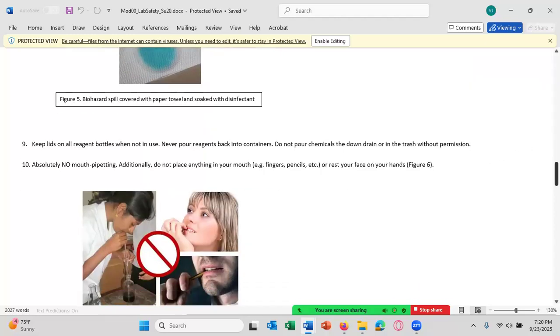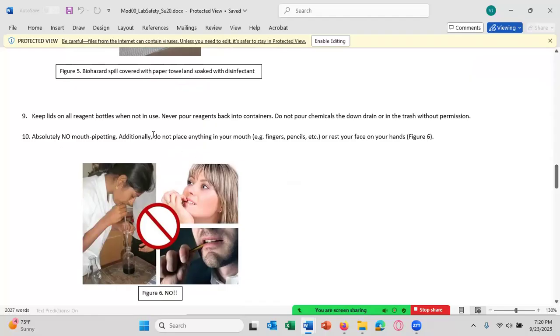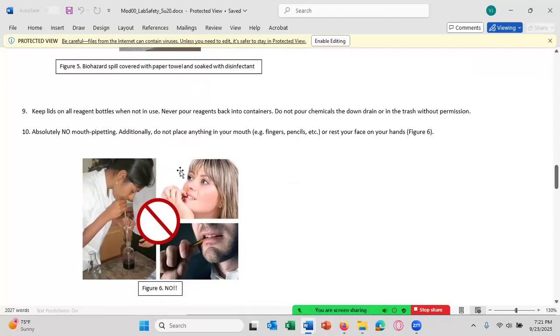You should keep lids on bottles when the bottle is not in use. Never pour reagents back into a container. Don't pour chemicals down the drain without getting permission. No mouth pipetting ever in the lab. No sticking anything into your mouth. Pencils, fingers, whatever. Or any other orifice of your face, by the way.